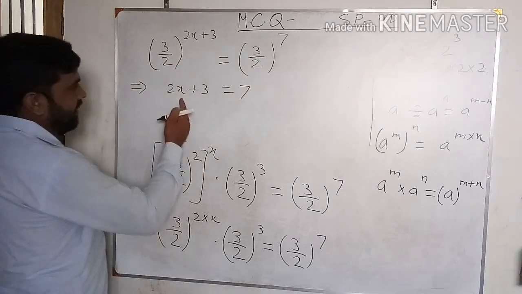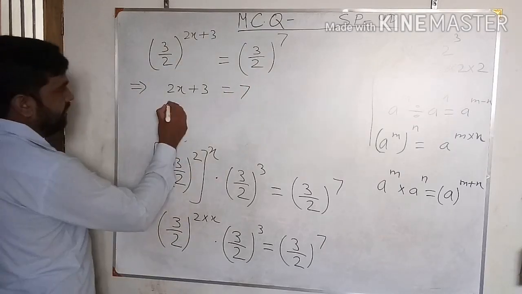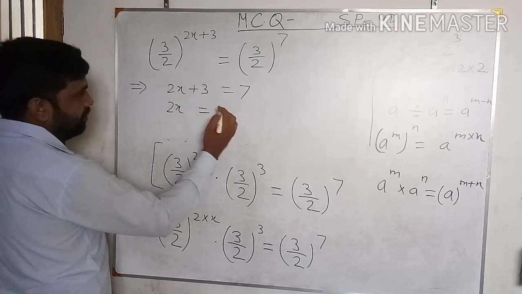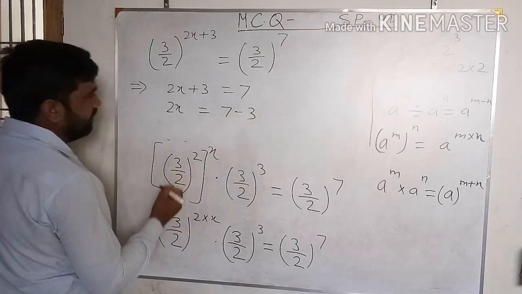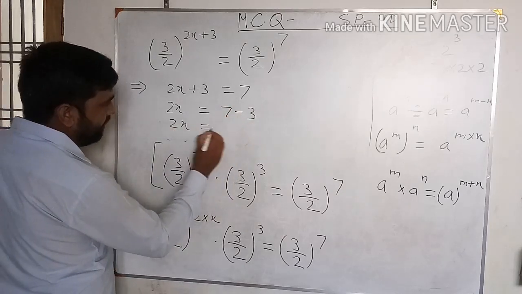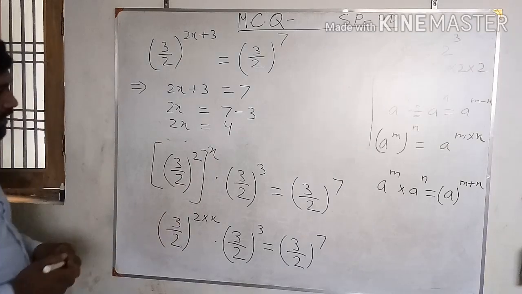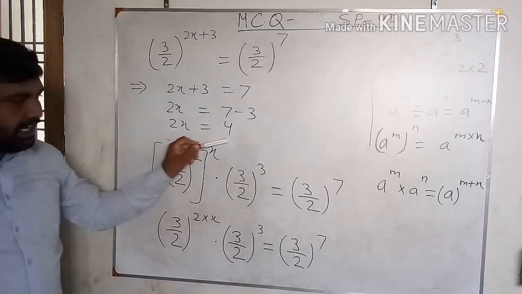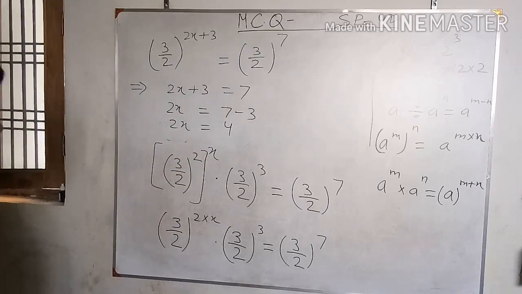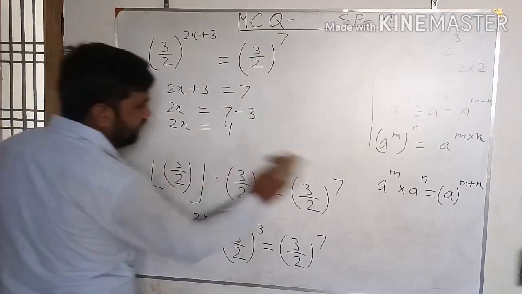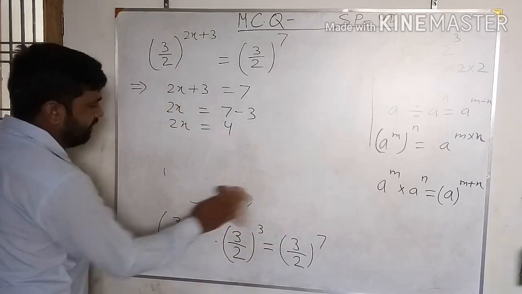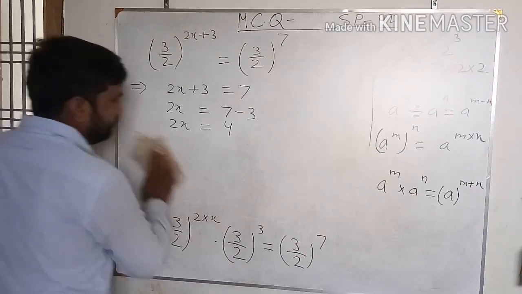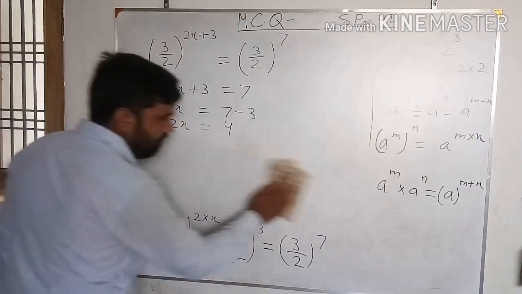Now we have to find the value of x. So transpose this 3 on the right hand side. On the left hand side it is plus 3, so on the right hand side it will become minus 3. Now 2x is equal to 7 minus 3, which gives you 4. Now we have to transpose this 2. 2 is multiplied with x. So when we transpose this 2 on the right hand side, it will divide the right hand side term. Then we will get the value of x. See what it will be.